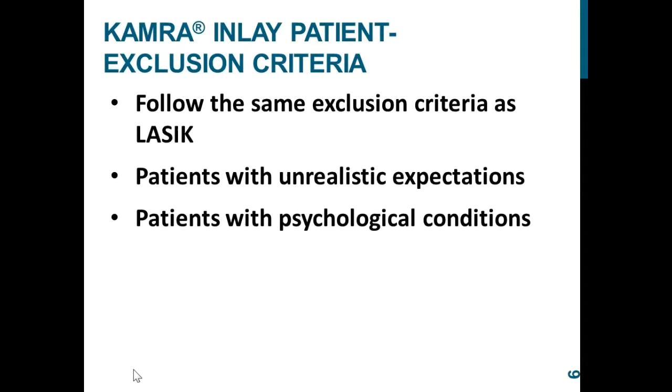It's pretty easy when you're looking for a surgical candidate. We're going to use the same exclusion criteria that we do for our LASIK or PRK patients. Obviously, if they have any type of corneal disease, if they're keratoconic, if they have a severe dry eye, any lens issues, anything that would stop you from moving forward and doing any type of refractive surgery, you have to look at this exactly the same. That patient is still not a good candidate for LASIK, for camera, sorry.